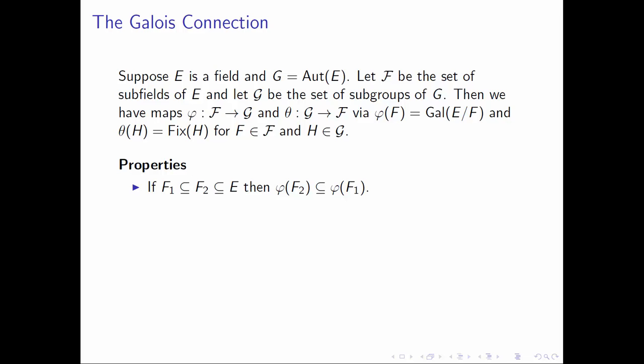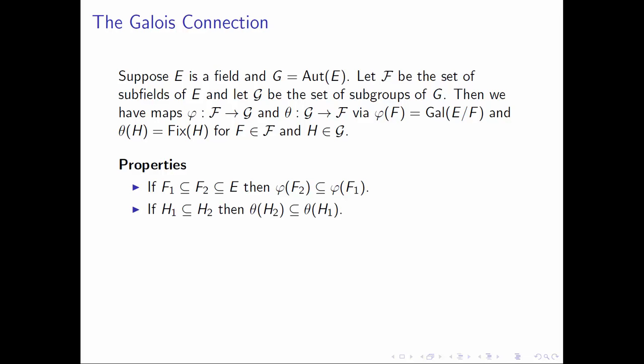If we take phi of F2, what that means is look at the Galois group of E over F2. That's the set of automorphisms of E that fix the field F2. However, if you fix the whole field F2 and F1 is contained in F2, you certainly fix F1. So we have this containment, phi of F2 is contained in phi of F1.